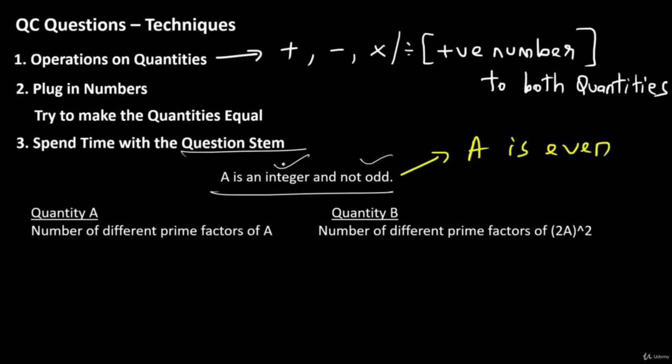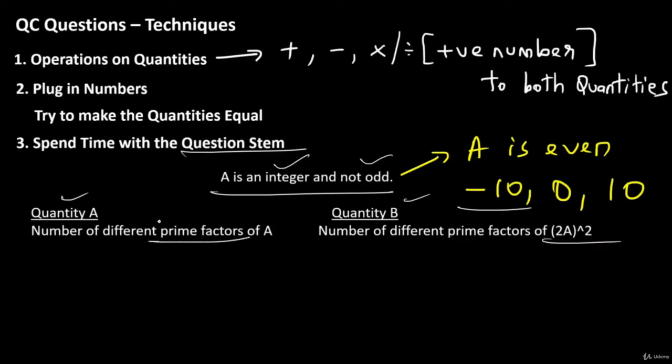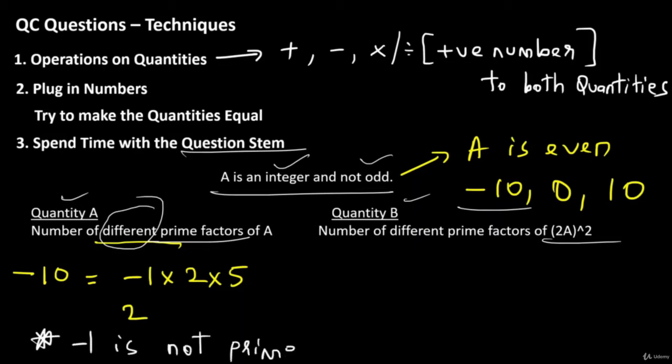Okay, now let's take a few even sample numbers. I have minus 10, 0, 10. Now let's try minus 10. If I take minus 10 as A, then quantity B will be 2 into minus 10, which is minus 20, to the power 2. Now what are the prime factors of minus 10? And remember, over here we are checking for different prime factors. Minus 10 is minus 1 into 2 into 5. Therefore, there are two prime factors for minus 10, right? Now, remember, minus 1 is not a prime number.